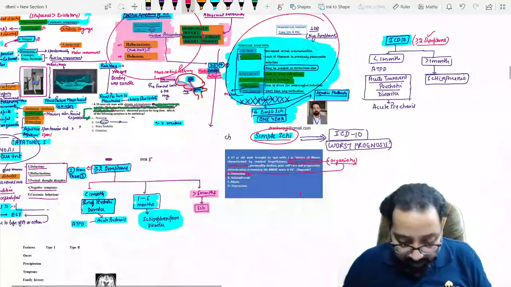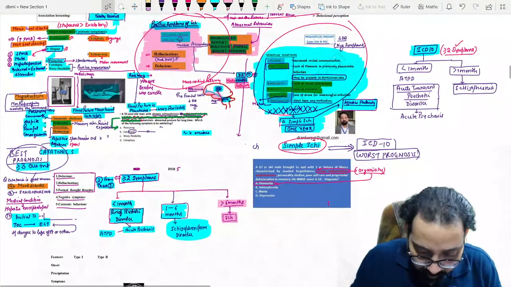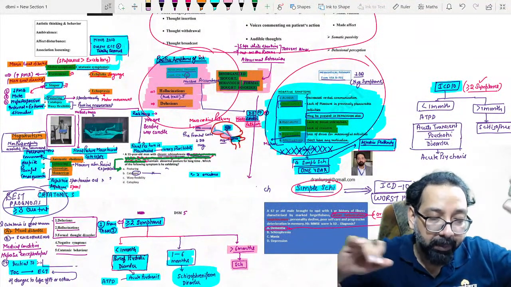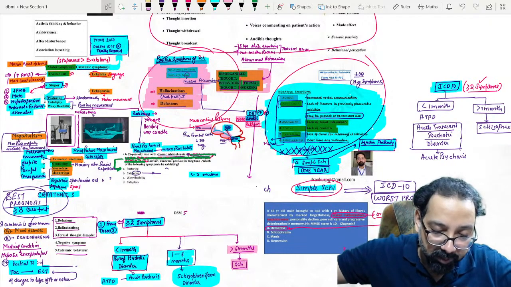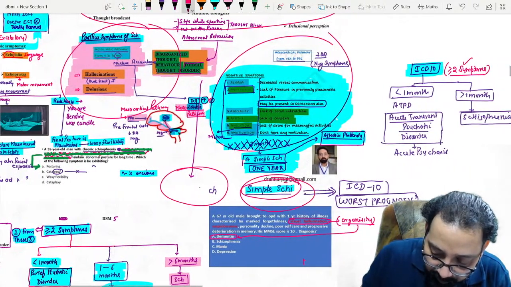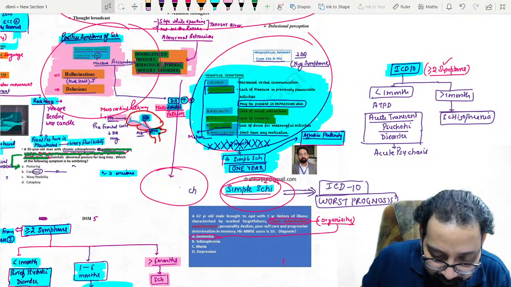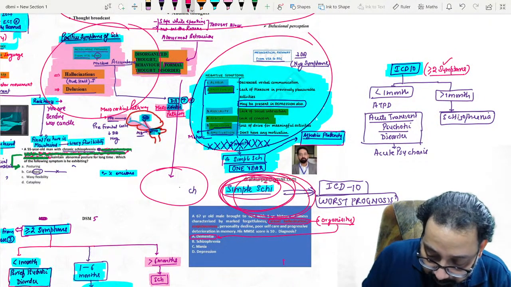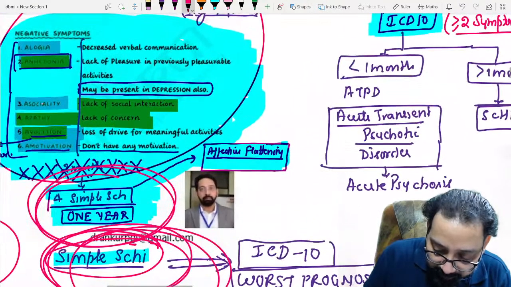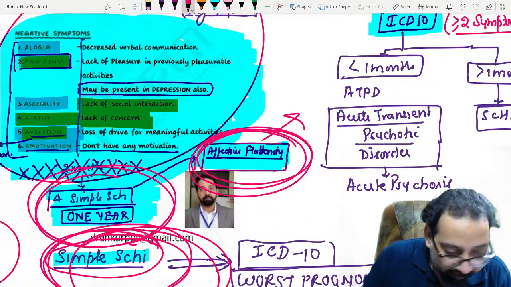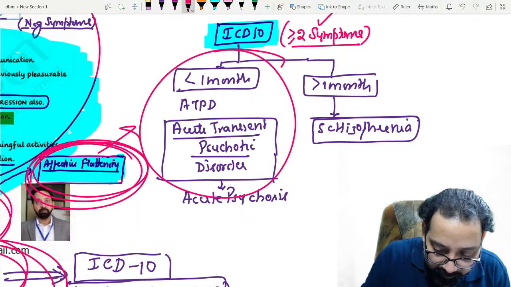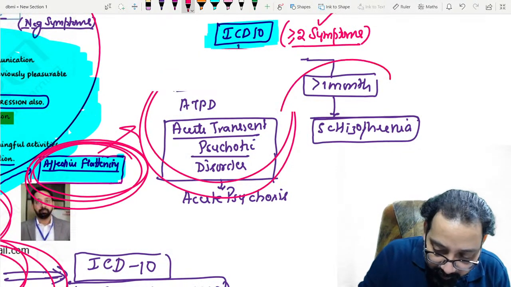So I think I have tried to simplify. I know it seems a little difficult initially, but trust me, you will remember a sequence: best prognosis, catatonia; worst prognosis, simple schizophrenia. There is a controversy about the worst prognosis of hebephrenic and simple. In a few places you will find hebephrenic having the worst prognosis. No, worst prognosis is simple schizophrenia. Duration criteria 1 year. Many times to differentiate simple schizophrenia from depression, they give affective flattening. If less than 1 month, ATPD. 2 or more symptoms, less than 1 month, ATPD. More than 1 month, schizophrenia.